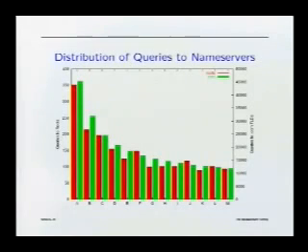Here's an example of how this data looks. There's 2 data sets shown here. The red shows queries sent to the roots, and the green shows queries sent to the .com TLDs. The x-axis has the 13 name servers for each one. And the 2 y-axes show the counts, although that's sort of not critical here.